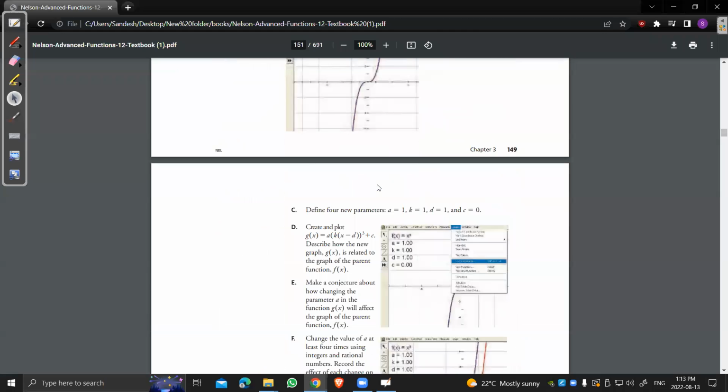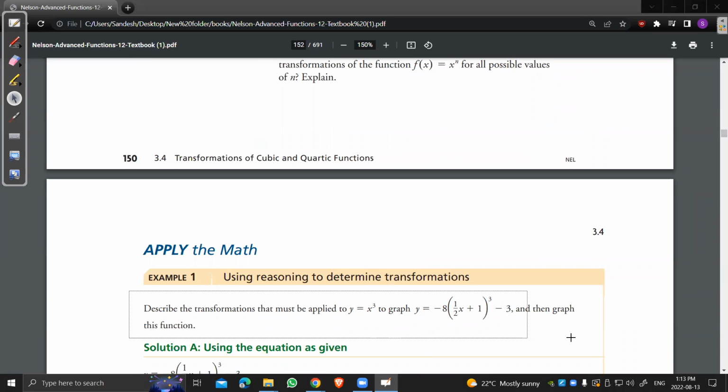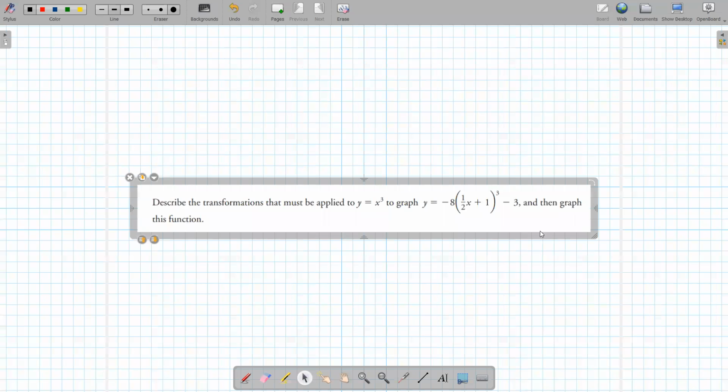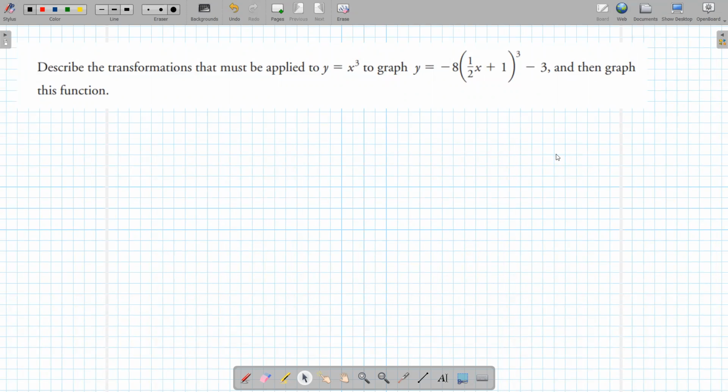We won't spend too much time on this. It says describe the transformations that were applied to y equals x cubed, and then graph this function. Alrighty, step one. Again, this is a trick question because if you compare this with a f(k(x - d)) + c, notice the k is not in a bracket. 1 over 2 is your k value, but it's not in the right order. The parent function is x cubed. Even if they didn't give us, we could have seen that.